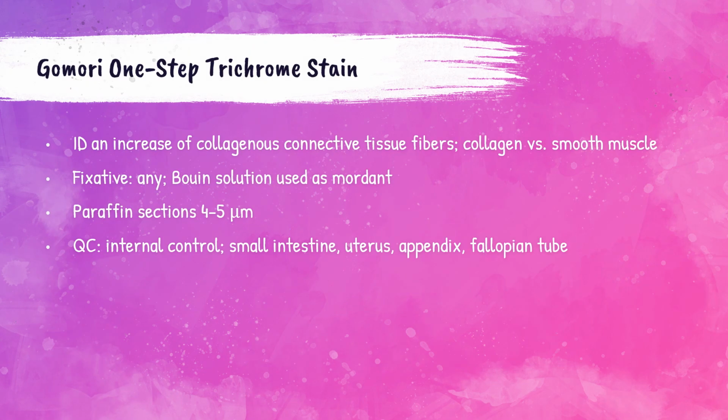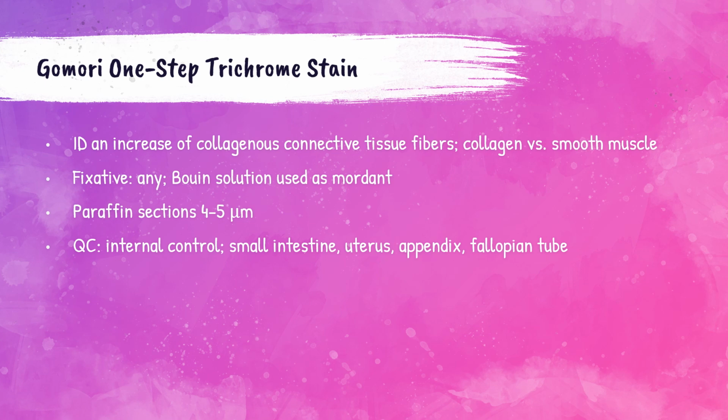The Gomori one-step trichrome stain is a stain that is used to identify increases of the collagenous connective tissues in a tissue section, or to differentiate between smooth muscle and collagen fibers in a tissue section. In this staining procedure, chromotrope 2R, which is a plasma stain, and fast green, light green, or aniline blue, which are connective tissue fiber stains, are combined with phosphotungstic acid. So this stain colors collagen either blue or green, and of course this depends on whether light or fast green or aniline blue is used.